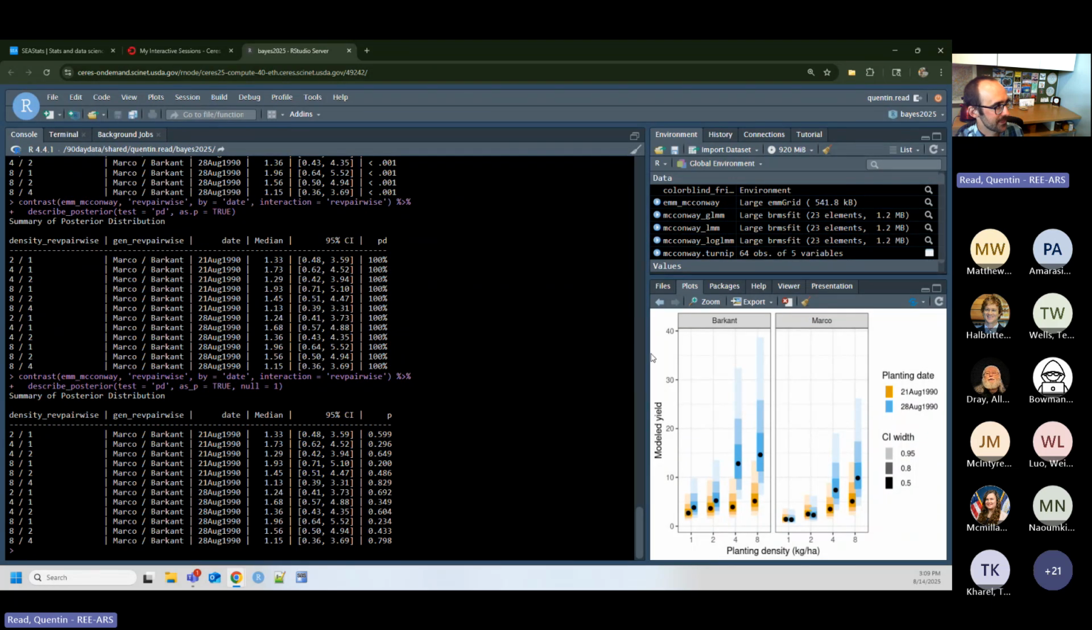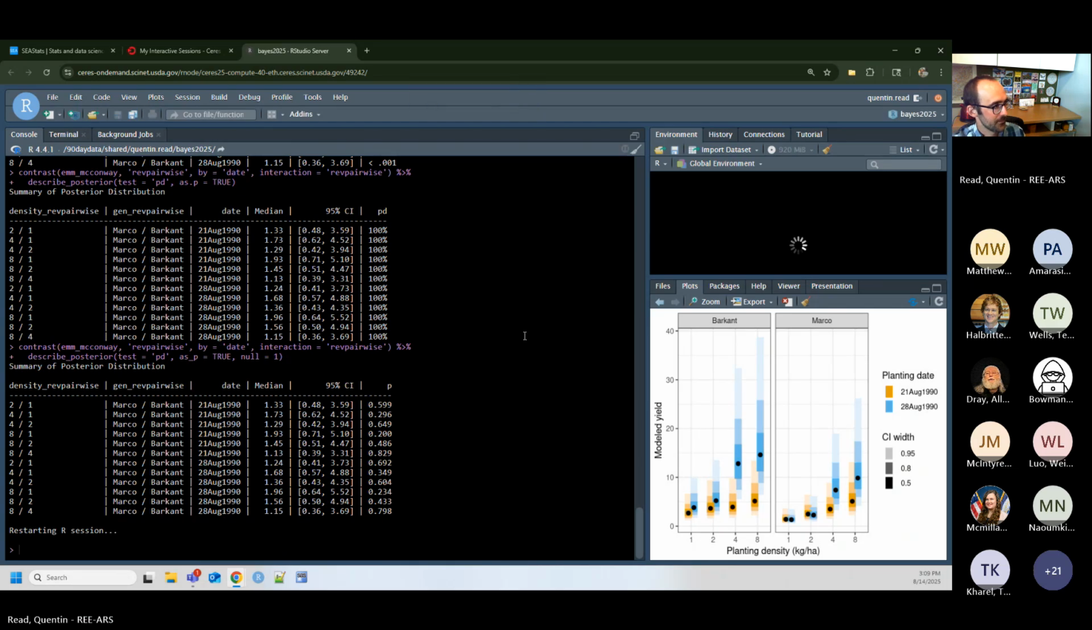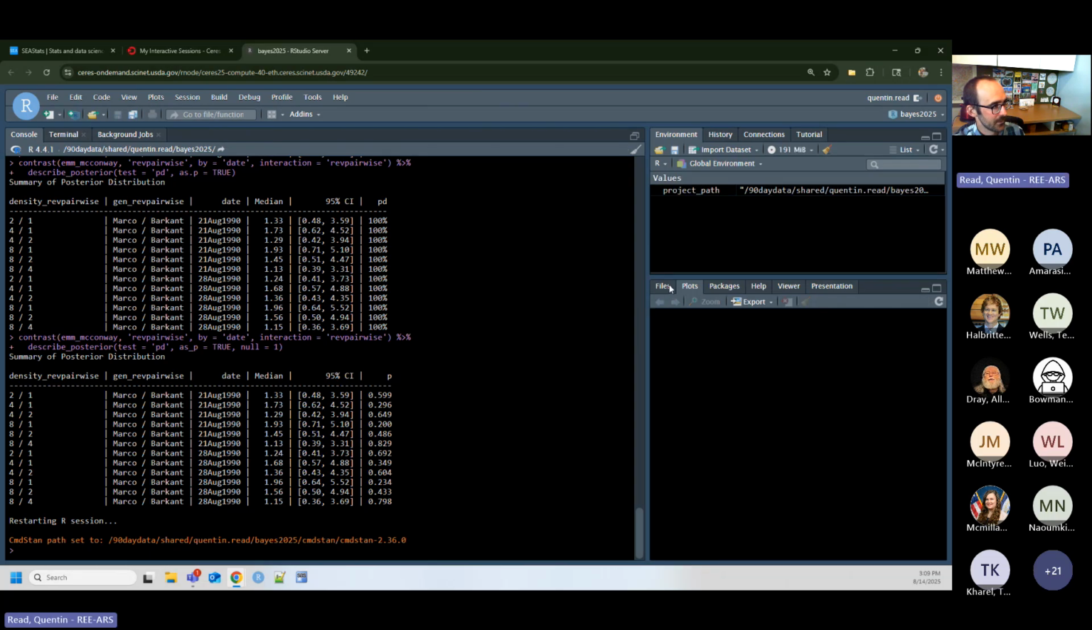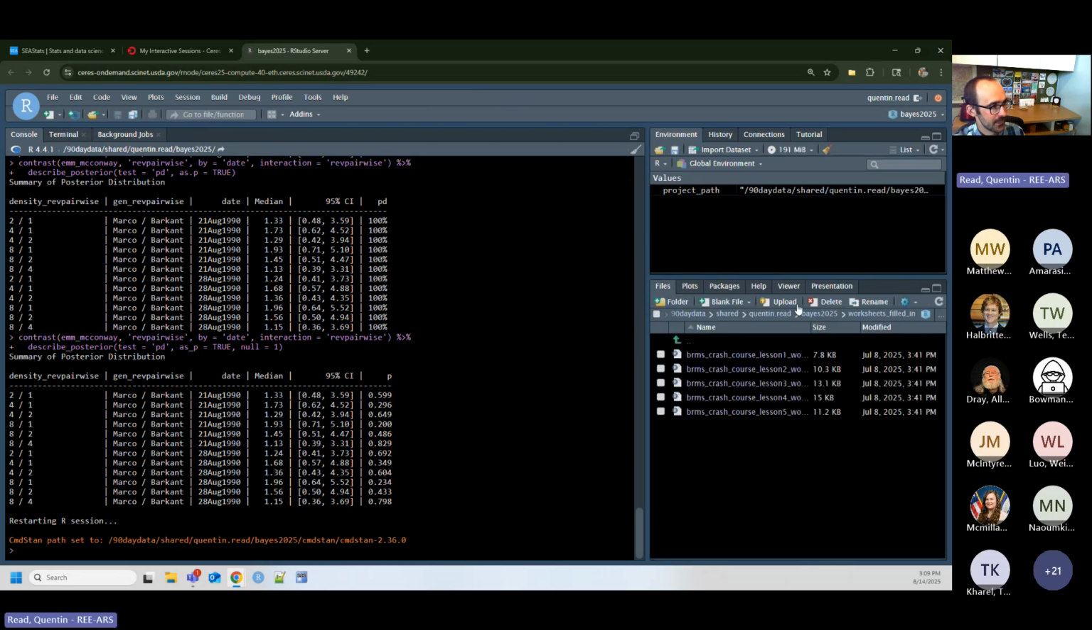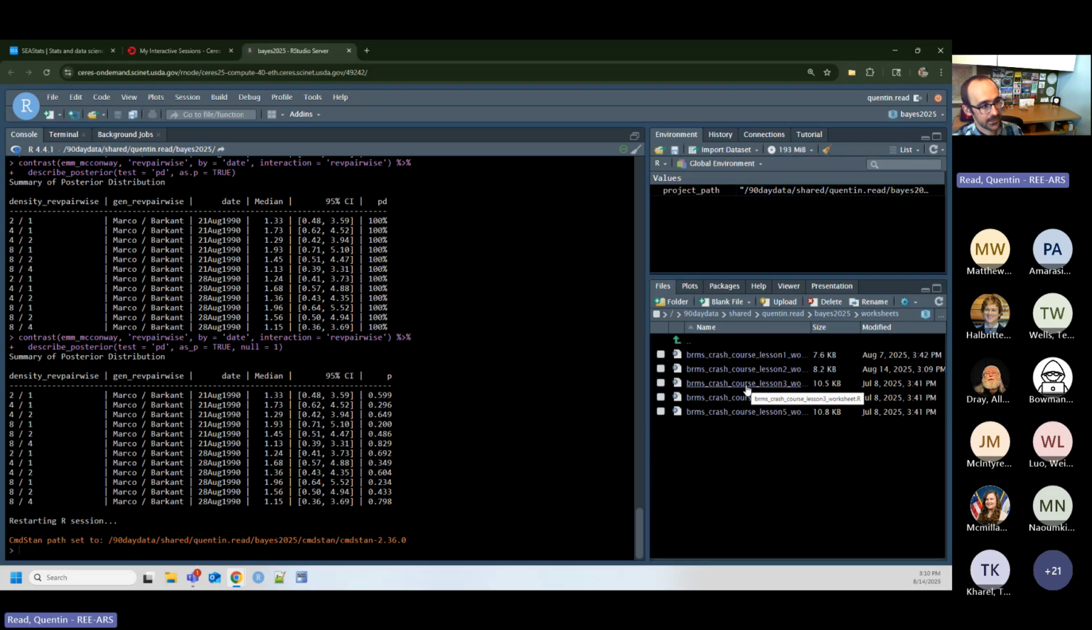Now, at this point, I think it is probably a good idea to just restart your R session. So go to Session, Restart R. And then go to the worksheets folder in the Files tab, and you can open up the lesson 3 worksheet.